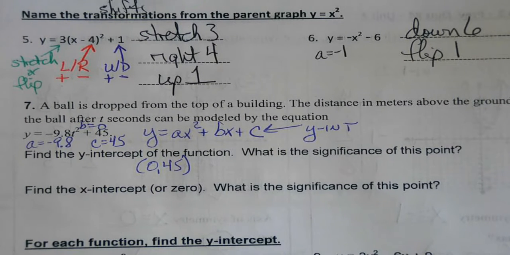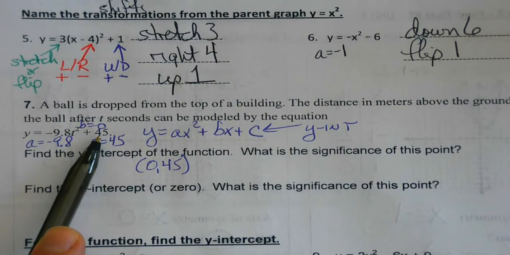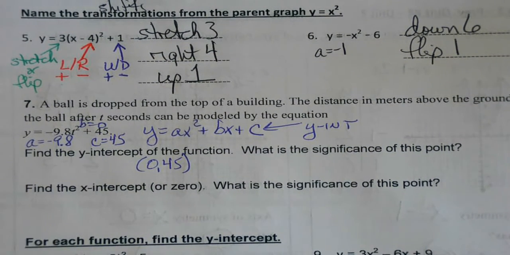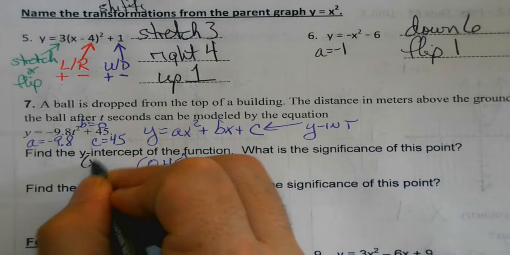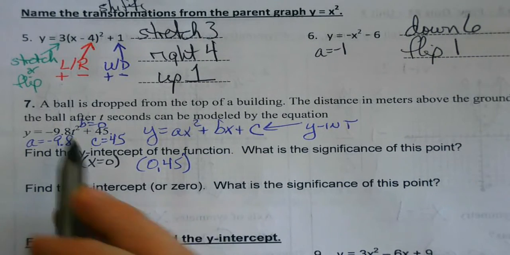Find the y-intercept of the function. Now we just got done saying it's the value here at the end. Or if I don't remember, it's that c value. Okay? The y-intercept occurs when x equals 0. Or in this case, t.